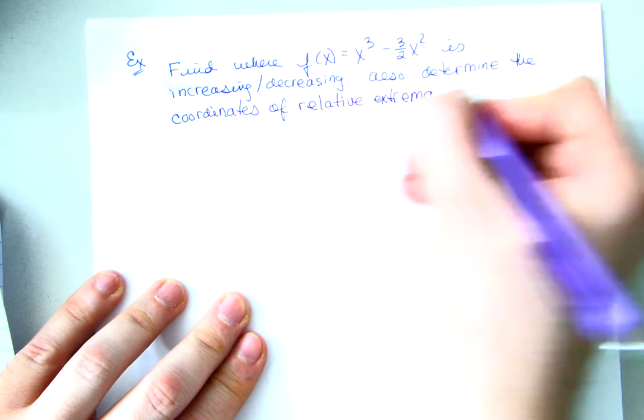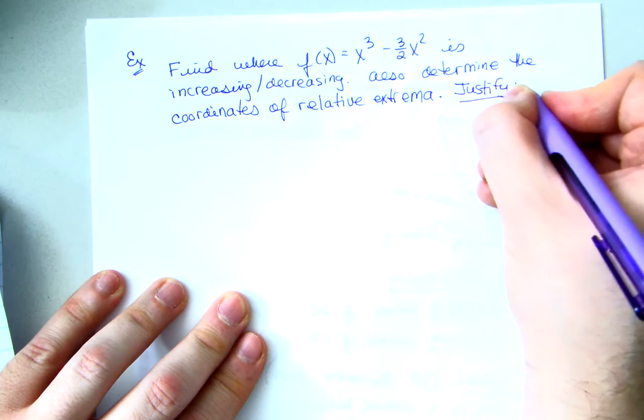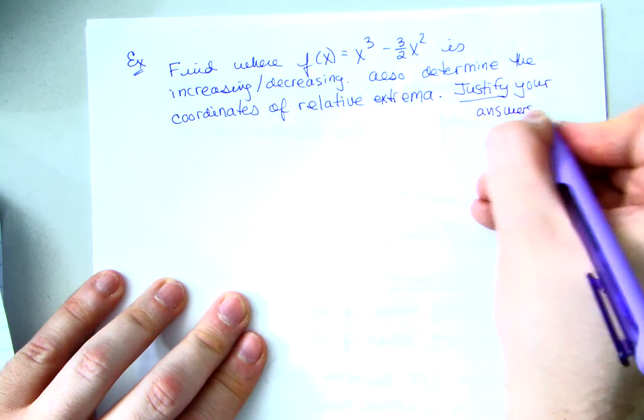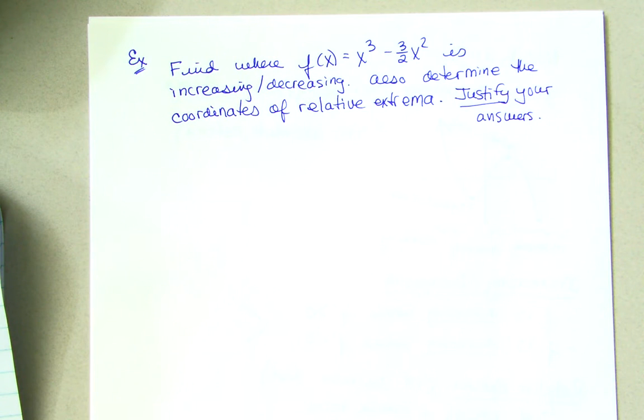And there's one other part I'm going to add in here that we'll talk about when we get to the end. We are going to say justify your answers. That's an AP thing. We're not going to bother with that until the end. Our goal is to find where this function is increasing and where it is decreasing. We'll also figure out coordinates of relative extrema, relative maxes and relative mins. And we're going to have to justify our answers by the time we're done using some rather specific language.